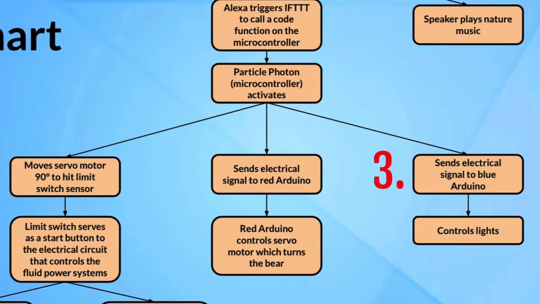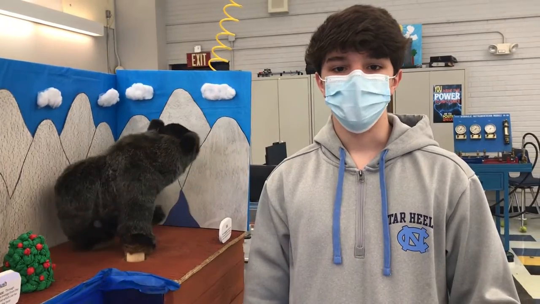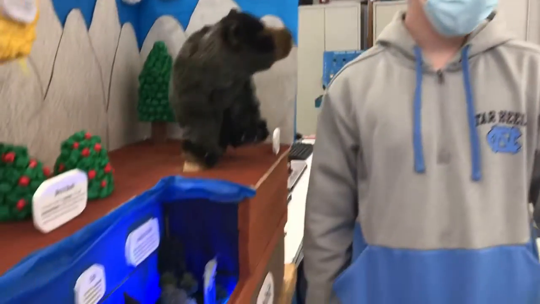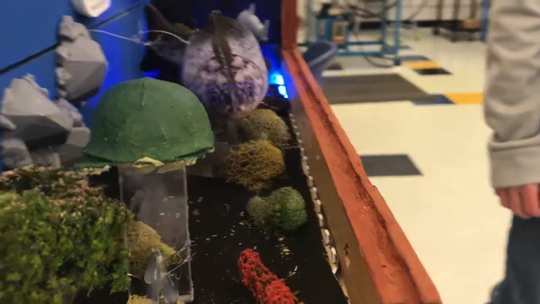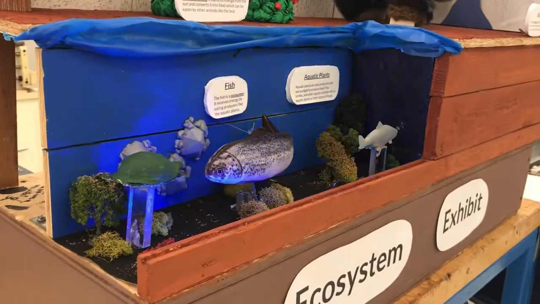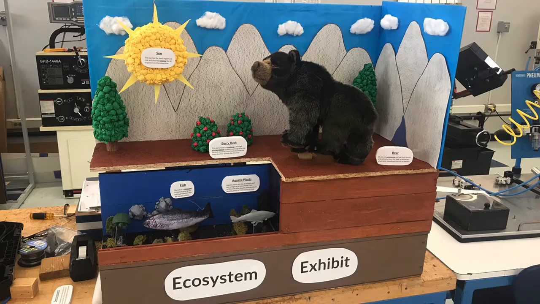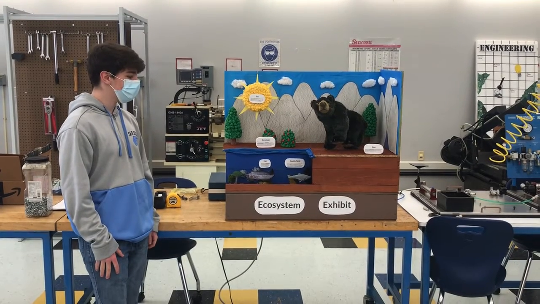Lastly, the photon sends another electrical signal to a third microcontroller. When this microcontroller receives the signal, it controls the light switch, moving in a wave pattern to light up the water portion of our project. Here's a clip of our project working all together. Alexa, trigger ecosystem exhibit.